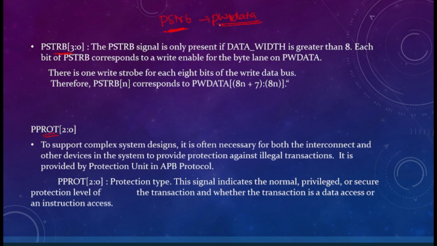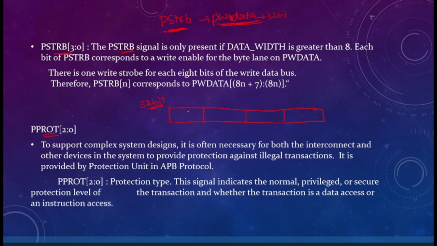Whenever you are writing data from master to slave, and if that data is greater than 8 bits, in such cases you will be using this PSTRB signal. So what is the use of this PSTRB signal? Let me show you in a pictorial representation so that it will be easily understood. You all know that the APB signal is 32-bit wide. The read data is 32-bit wide. You already know it.